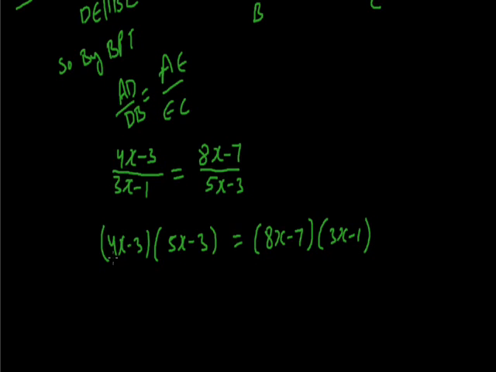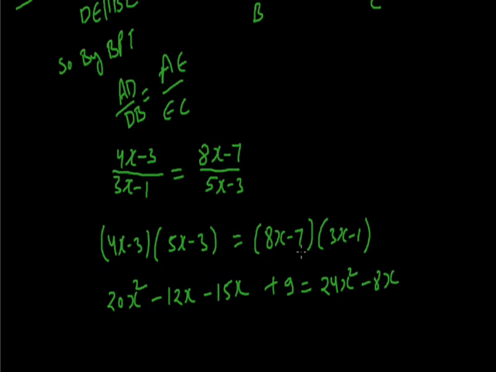Now just multiply 4x with 5x, we get 20x square. 4x with minus 3 we get minus 12x. Minus 3 with 5x we get minus 15x. Minus 3 into minus 3 we get plus 9, equals to 8x into 3x we get 24x square. 8x into minus 1 we get minus 8x. Minus 7 into 3x we get minus 21x. And minus 7 into minus 1 we get plus 7.